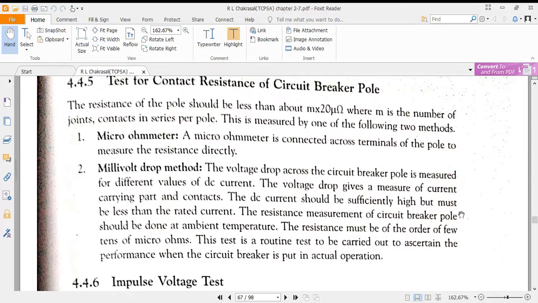Here we are discussing the circuit breaker pole. Pole means contacts. What should be the resistance? Should it be very less or large? Common sense.